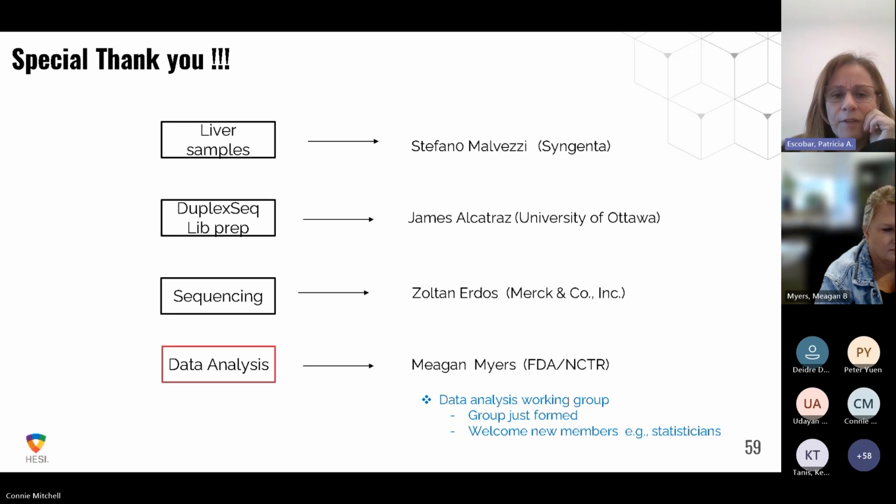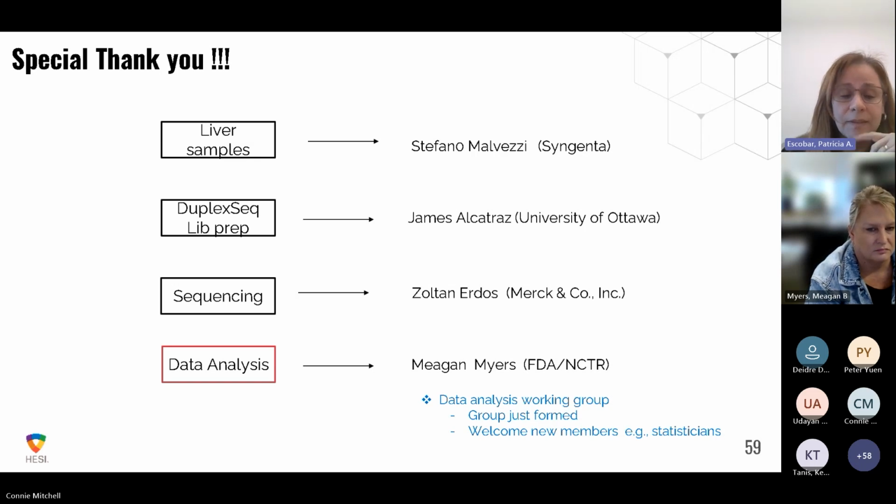Then James very quickly tried to do the libraries. He initially did a small sample set just to ensure he could do them and that it worked well. Once that was done, he went and did all the samples. Then we had to identify a group that could do the sequencing, and fortunately we had Sultan from Merck, who was able to do it.